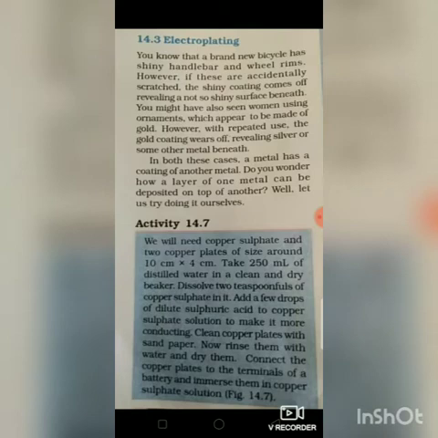So, let us see activity 14.7. We will need copper sulfate and two copper plates of size around 10 cm by 4 cm.